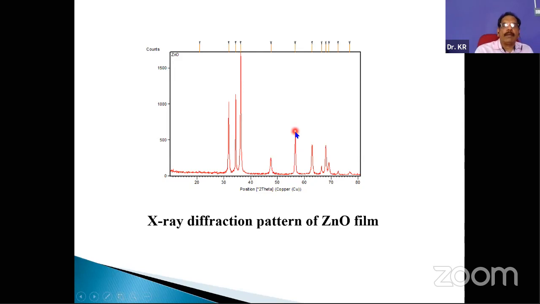Then lambda is the wavelength of the x-ray source used for the x-ray diffraction study. Therefore, using the wavelength of the x-ray, the full width at half maximum and the angle, we can calculate the crystallite size of the material. But we can find the structure of the film using the recorded X-ray diffraction pattern of the film.